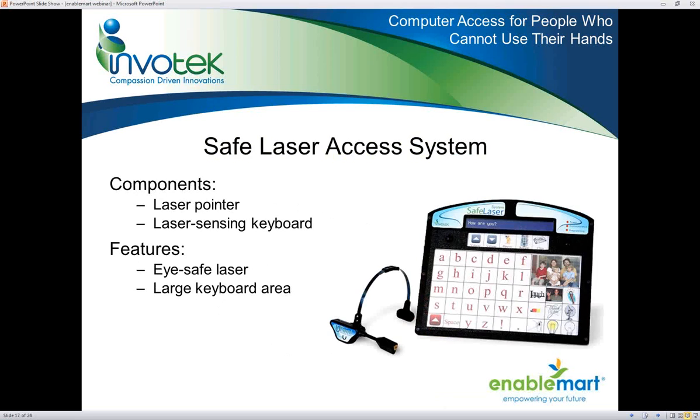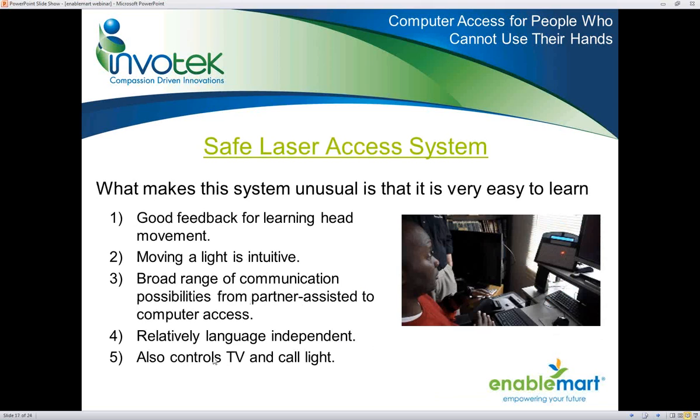It's relatively language independent, because you can define this overlay to be anything that you want it to be, so you can use letters or words or whatever you want. Although the word prediction that we have right now doesn't allow us to do multiple languages, so that's only in English right now. We also can control the TV and call light through this.